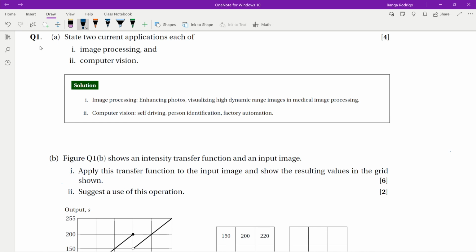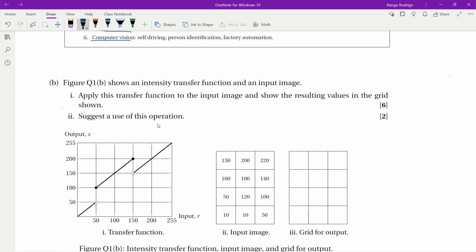We know that in image processing, the input is an image, the output is also an image. Therefore, the applications are enhancing photos, visualizing high dynamic range images, medical image processing, denoising images, contrast enhancing images, and so on. Computer vision, in contrast, usually produces a decision looking at a video or an image. So self-driving, person identification, person re-identification, object detection, factory automation are all applications of computer vision.